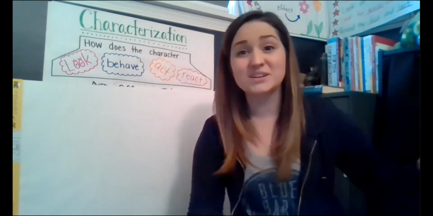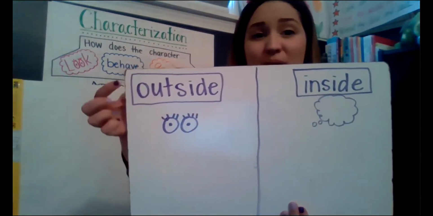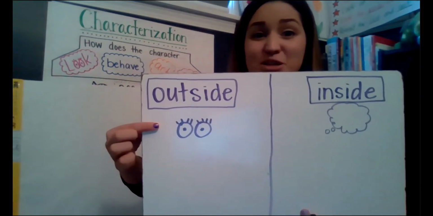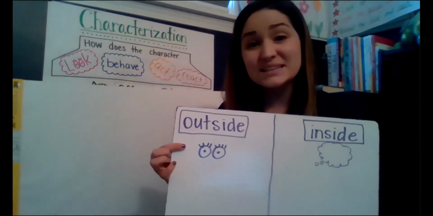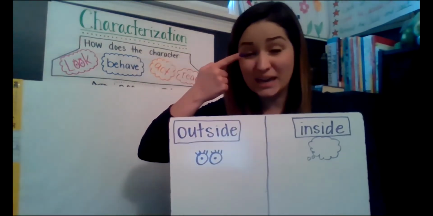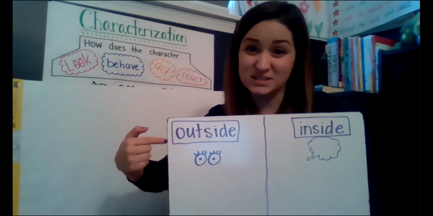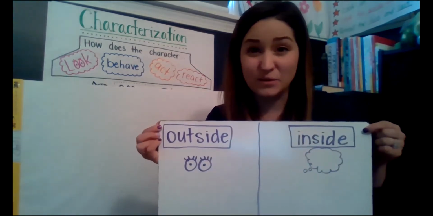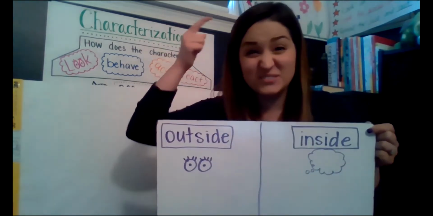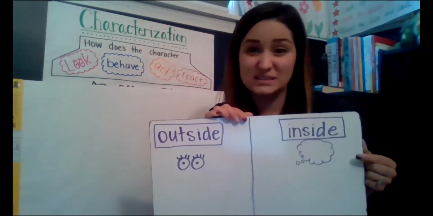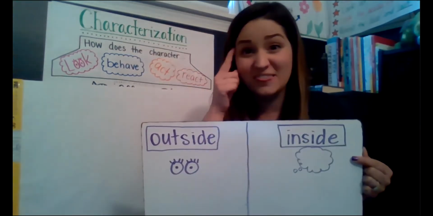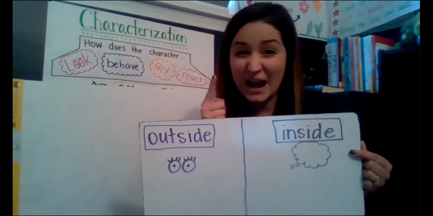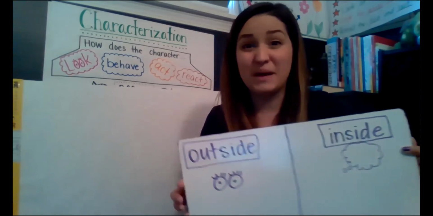Remember, when we talk about character traits, we talk about what the character looks like on the outside, and I drew some eyes because these are things that we can see just by looking at the pages. We also have to decide what the character is like on the inside, and we can't see that. We have to think. That's why I drew this thought bubble. So we have to think about the way the character acts, reacts, and behaves.